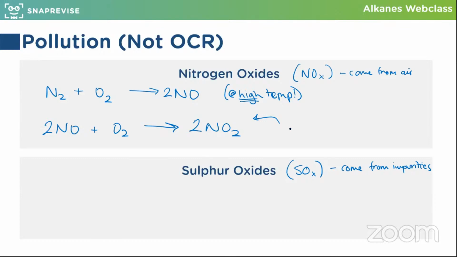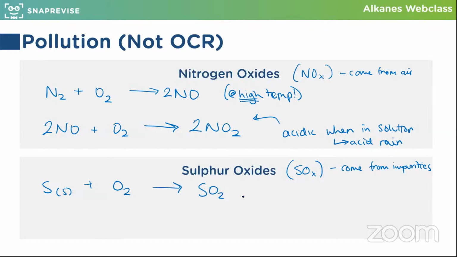Acid rain, so it's acidic when in solution. So it can produce acid rain, or contribute towards acid rain, I should say. Lovely. And then with our sulfur, which is a solid, it can combine with oxygen to make sulfur dioxide. And then what happens, guys? What's the issue with this one? What's the issue with sulfur dioxide? Because it can then go on to do what?